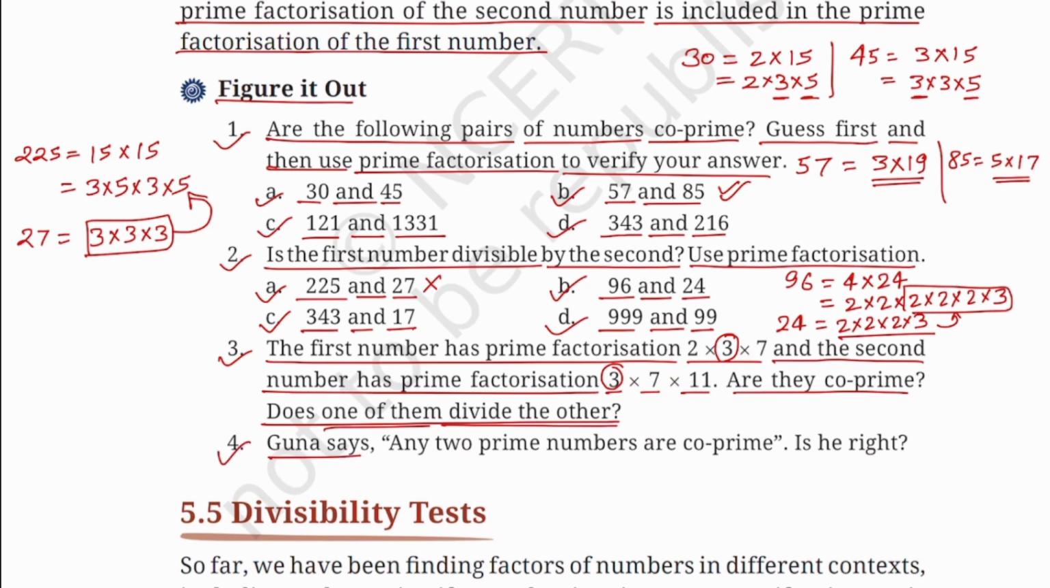4. Guna says any two prime numbers are co-prime. Is he right? Yes. We already know prime numbers have exactly two factors, that is 1 and the number itself. So if you take two prime numbers, then their factors will never match.